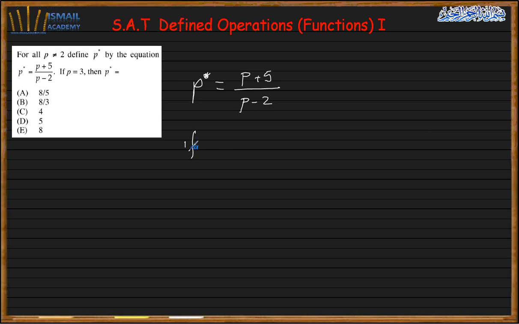So this is exactly how you should read this. If the number is 3, then 3 star will be 3 plus 5 over 3 minus 2, which is 8 over 1, which is 8. And as you see, E is my answer.